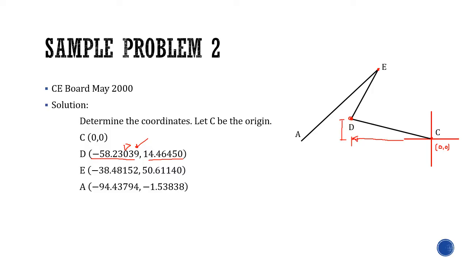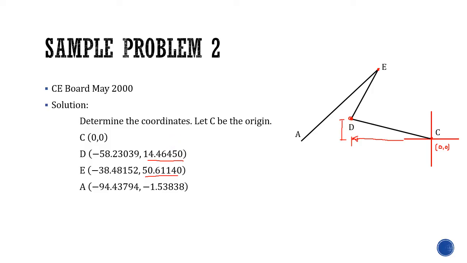Okay, makikita mo, the value of the X coordinate of E is negative 38.48152. Yung latitude naman, ito yung Y coordinate of D, i-add mo dyan yung latitude of DE, makakarating ka sa Y coordinate of E. Ganun lang, no? Add lang siya ng departure and latitude.